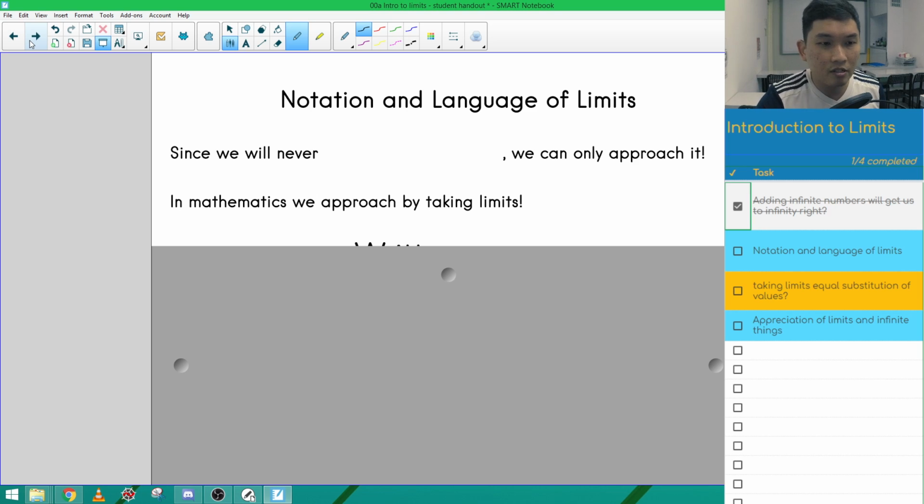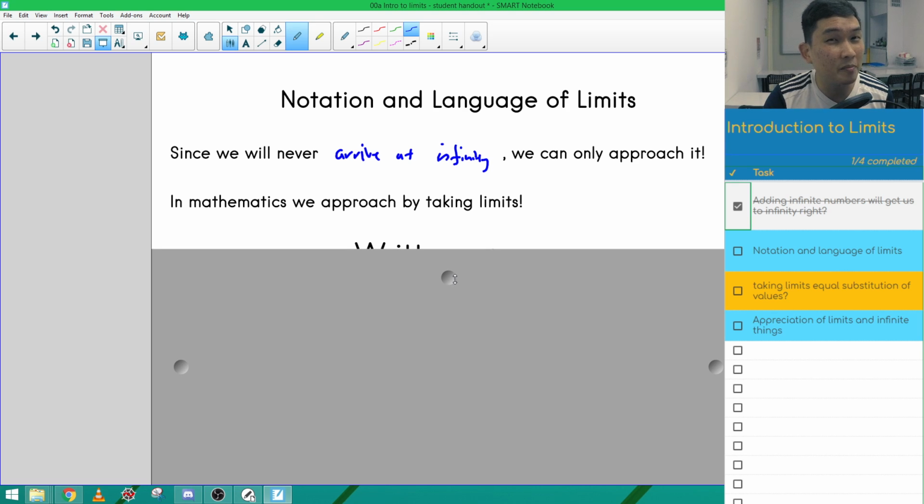Okay, so here's just a quick revision. Right, since we'll never arrive at where? At infinity. We can only approach it. We can only approach it. So in mathematics, we approach by taking limits. So taking limits, right, is like saying that we want to get near a certain point and see what happens. Like the frog. What happens if we jump infinitely many times? What's the number that we get to?